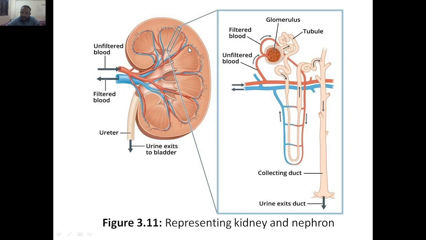Every kidney has how many? 1 million nephrons. So here we are talking about only one nephron. One nephron looks like this, okay. Now blood enters here, right? Imagine it enters the nephron.